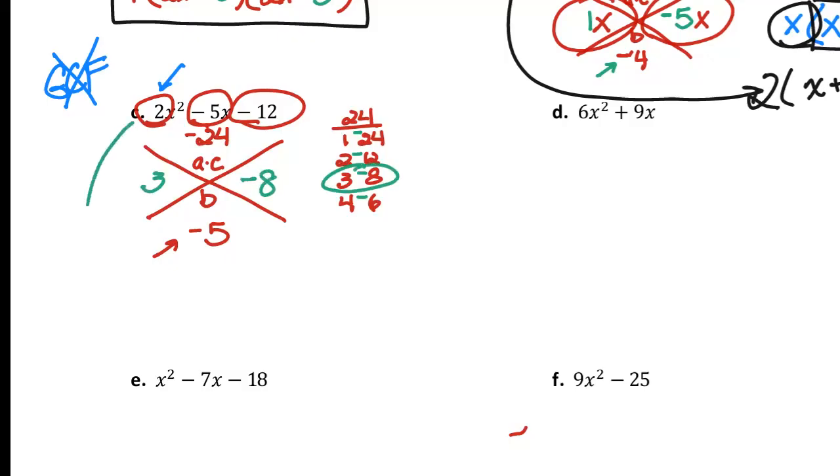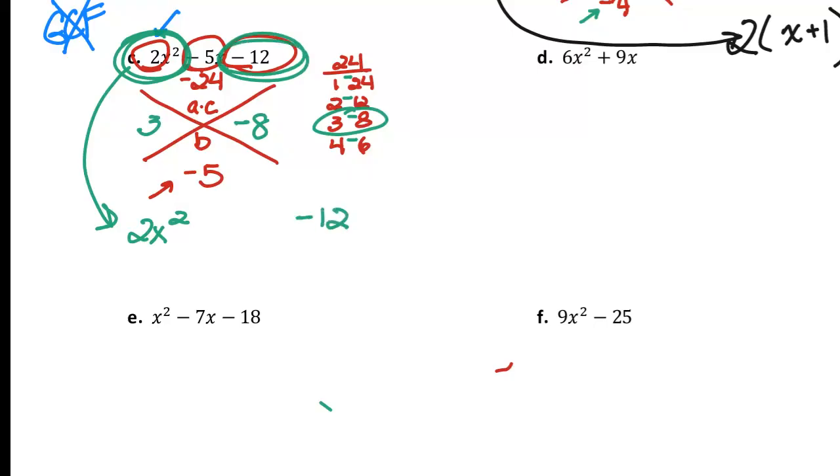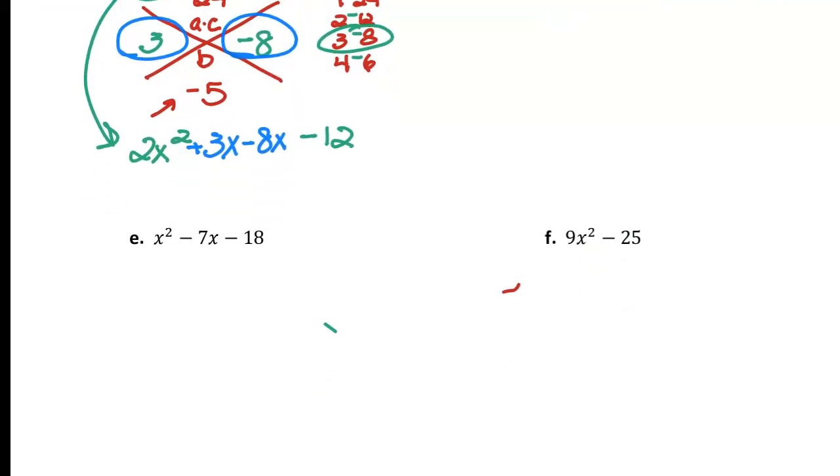So we change this into 4 terms now. Keep the first term exactly the same, 2x squared. Keep the last term exactly the same, negative 12. Your middle term becomes these 2 sides of the x. So that is a 3x and a negative 8x. And once you have 4 terms, you factor by grouping.